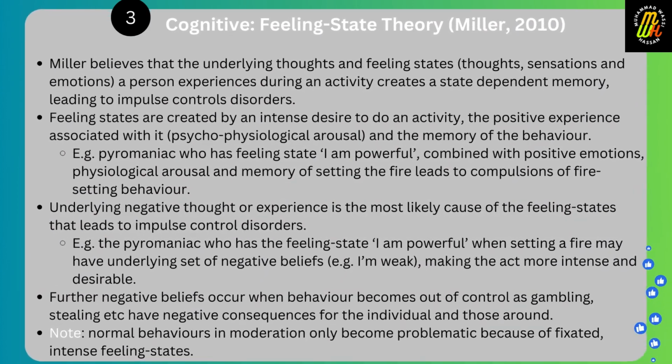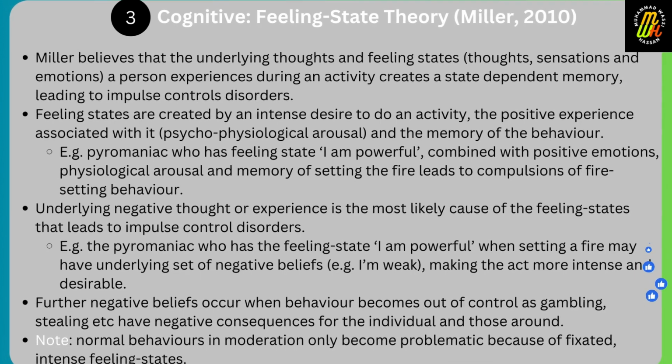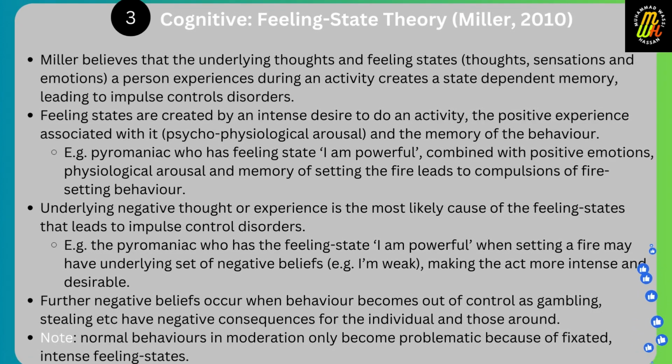3. Cognitive feeling state theory, Miller 2010. Miller believes that the underlying thoughts and feeling states, thought sensations, and emotions a person experiences during an activity create a state-dependent memory leading to impulse control disorder. Feeling states are created by an intense desire to do an activity, the positive experience associated with it, psychophysiological arousal, and the memory of the behavior.